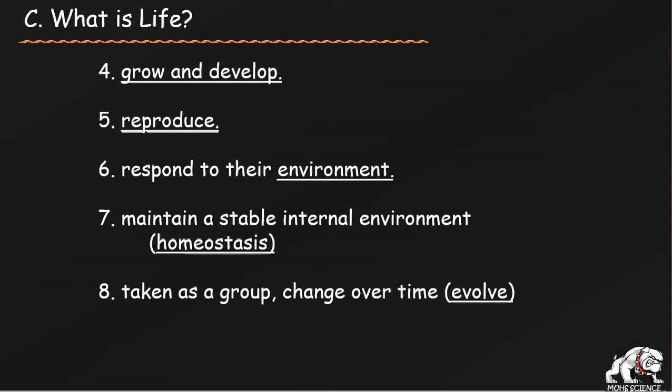Insects do it. You have the larva stage and the pupa stage, and finally they emerge into the adult stage. That's development. They respond to their environment, and I had several videos that showed things responding to their environment. They maintain a stable internal environment, which is called homeostasis. There's a lot of energy required just to maintain a human at proper pH in different regions of the body, and proper body temperature, etc. And the last one is that, taken as a group or population, these things tend to change over time, which is our evolutionary feature.